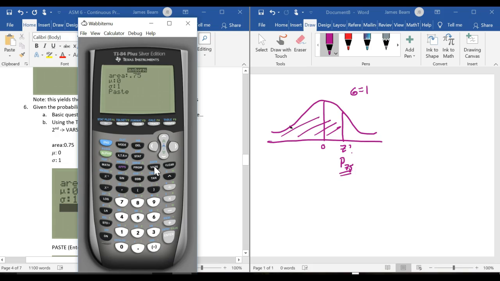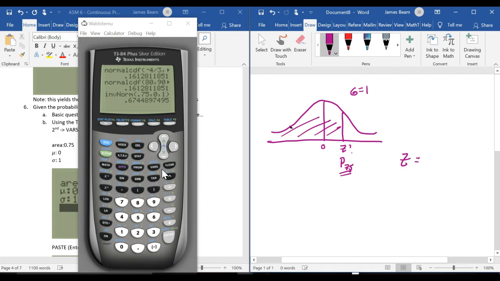And I want the z-score that corresponds to that, so that's a distribution with a mean of 0 and a standard deviation of 1, which means that if I have a z-score of 0.674, right, then 0.675, because I should probably round up there, then I know that 75% of my population is below my score. At least 75% is below that score.